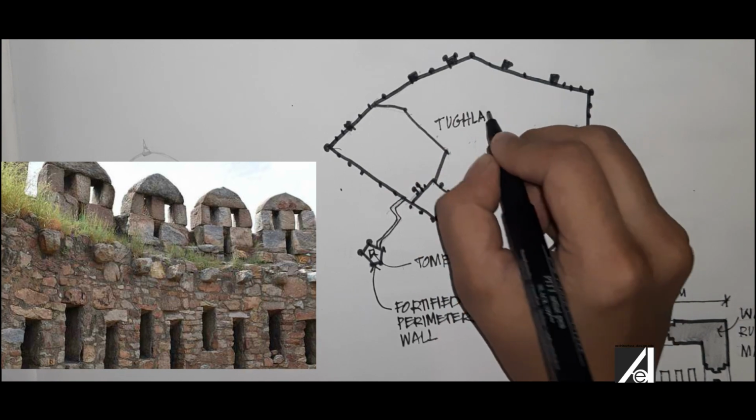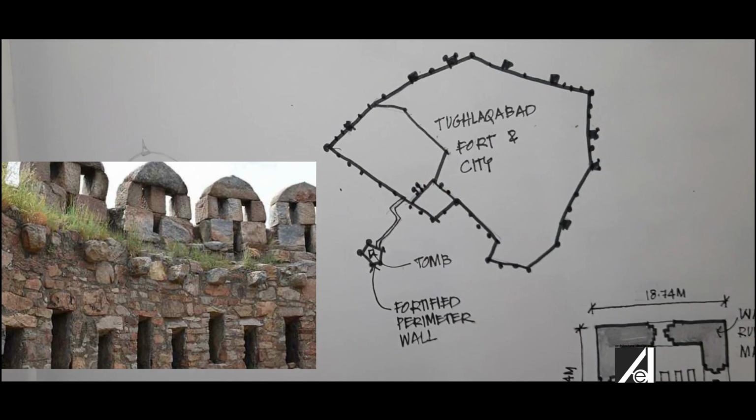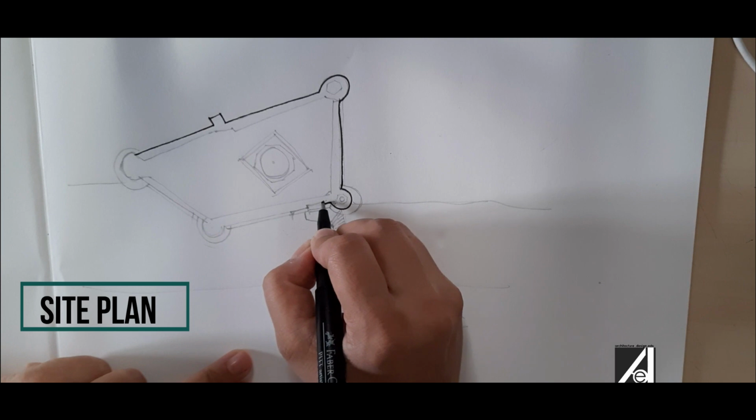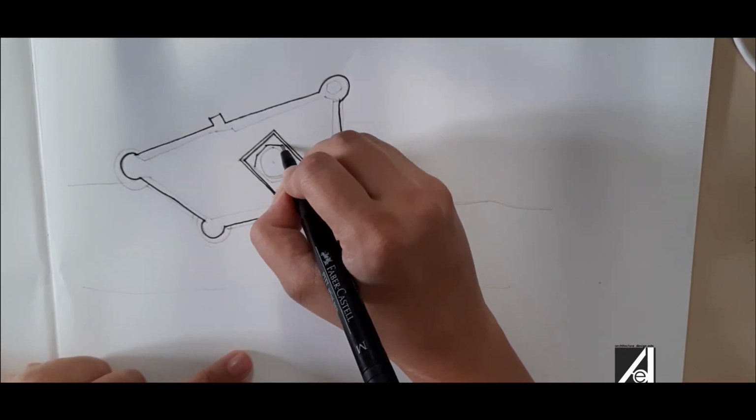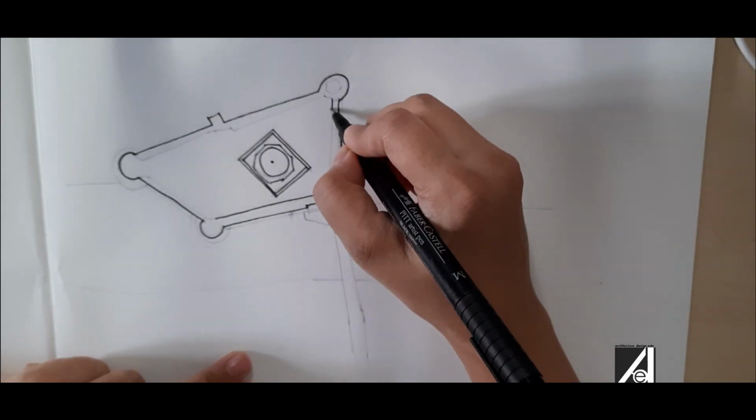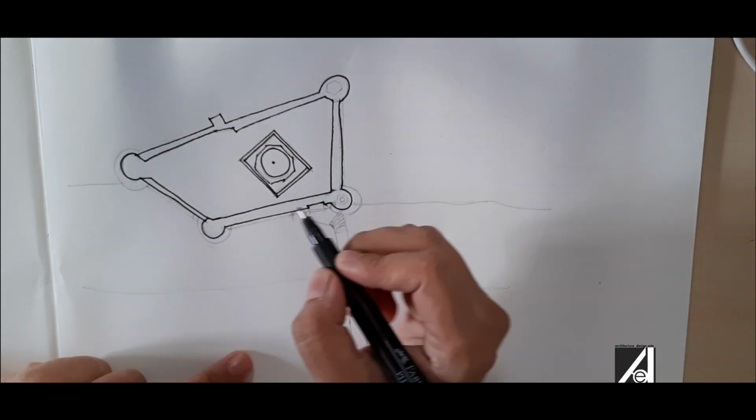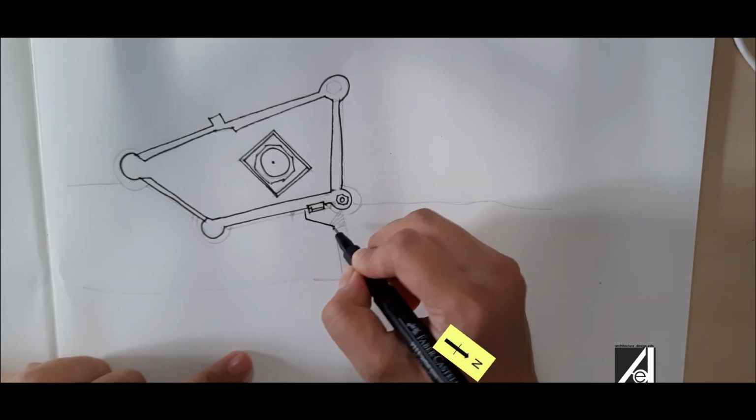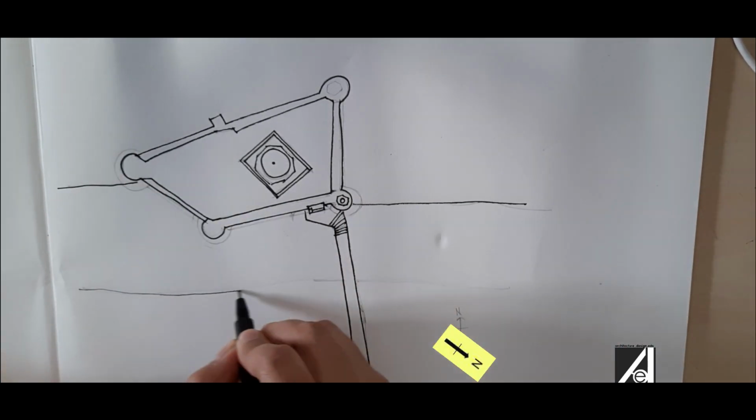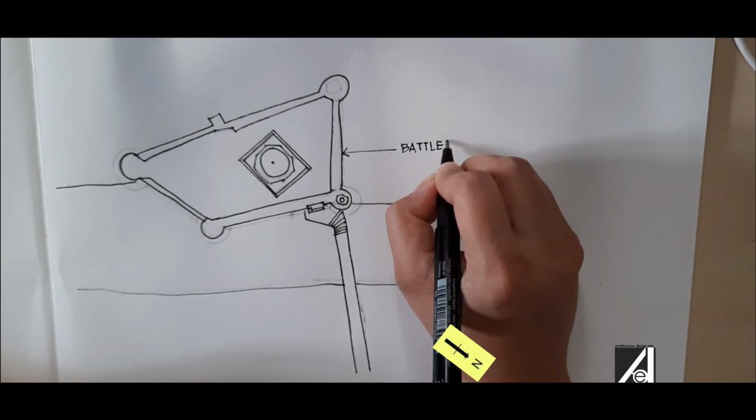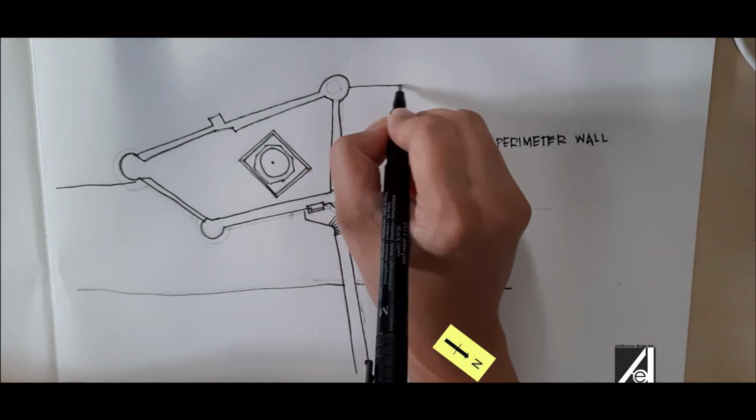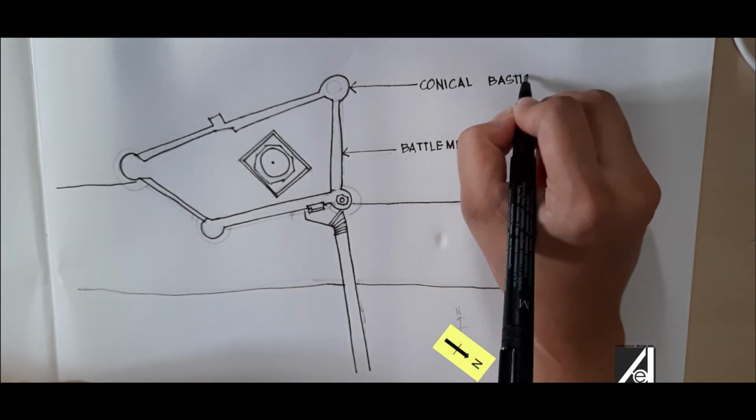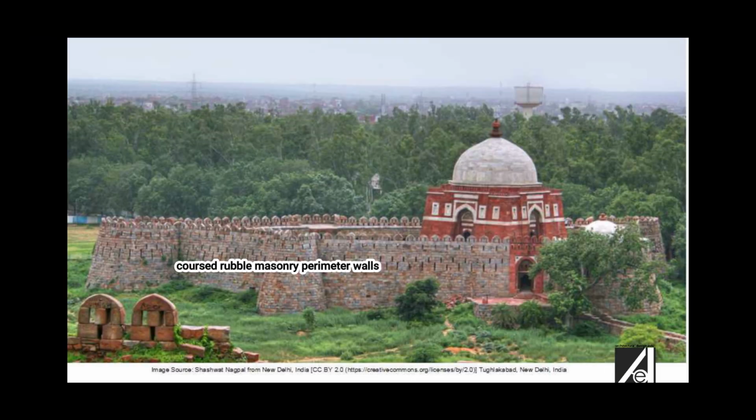The tomb complex is placed in an irregular pentagonal site with a fortified perimeter wall. The corners of the perimeter walls end up in conical bastions. This perimeter wall is 11.75 meters in height, inclined inwards and has a crenellated parapet. The tomb is diagonally placed into this enclosure, oriented towards the cardinal directions north, south, east, west. So here we can find the battlemented wall with the tomb inside.